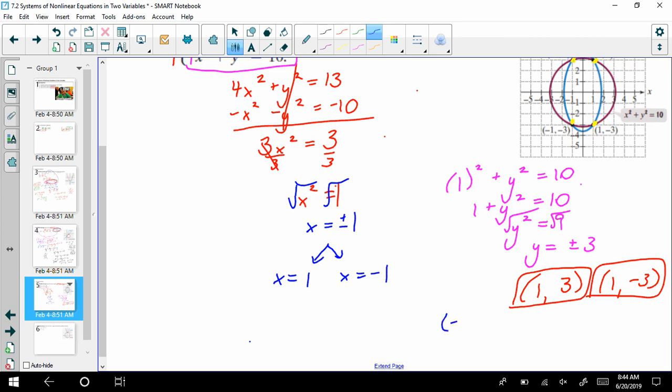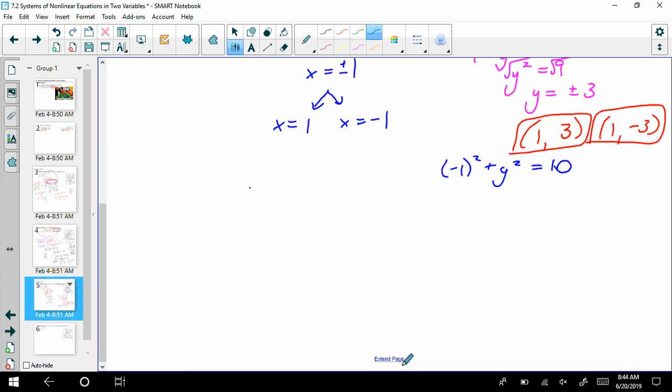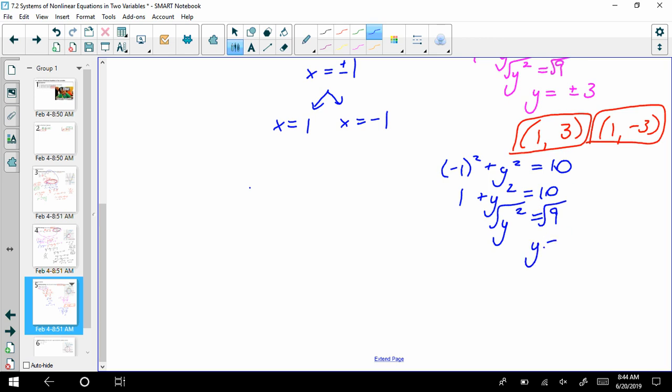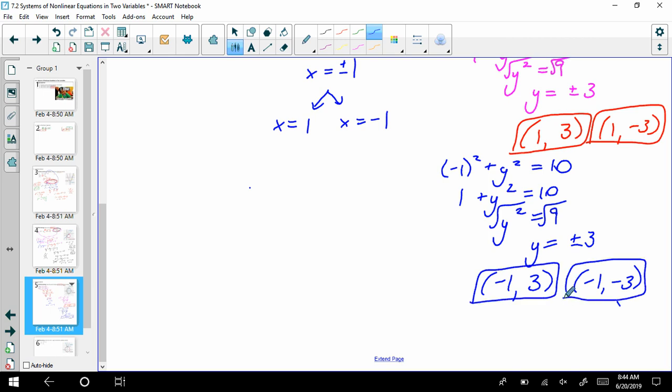So now I'm going to plug negative 1 in for x. Negative 1 squared is a positive 1. I'm going to subtract 1 over and square root. So I also get 2 y values out when I plug negative 1 in. So when I write these as ordered pairs, when I plug negative 1 in, I got a positive 3 out. And when I plug negative 1 in, I got a negative 3 out. So 2 more answers. So that is how we are getting 4 solutions total on this problem.